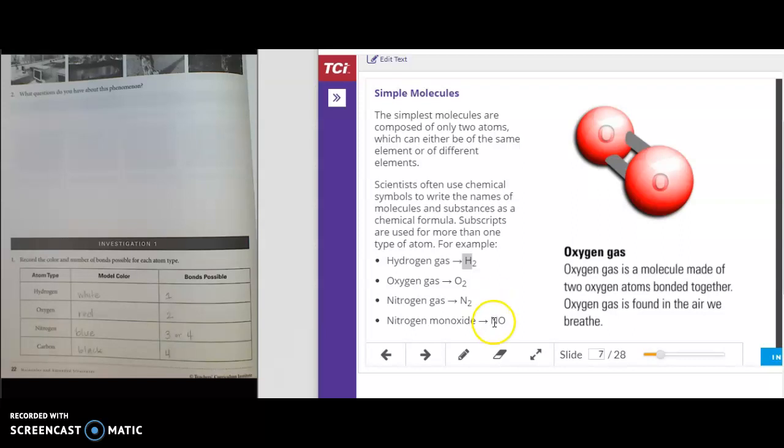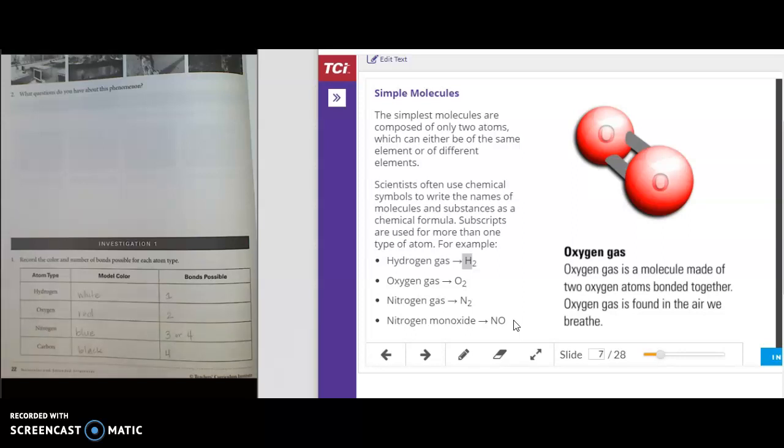Now let's take a look at nitrogen monoxide right here. So nitrogen monoxide, NO, that's the chemical formula for it. I don't see any subscripts after either of those chemical symbols, N or O. And the reason for that is because I only have one nitrogen atom and one oxygen atom bonded together. So I don't need to use a subscript, right? Subscripts only tell us if we have more than one of that same type of atom.